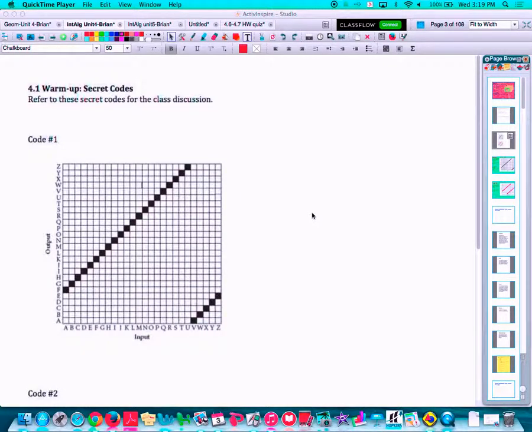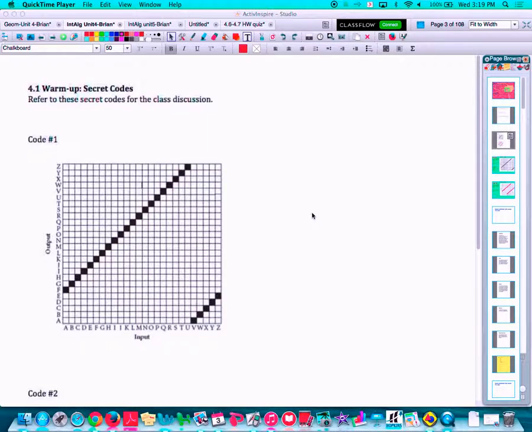All right, today we are starting a new unit called functions. And a lot of what we're going to talk about in this unit is related to thinking about an input versus an output. So eventually we're going to talk about equations that have inputs and outputs. But we're going to start off with these secret codes.